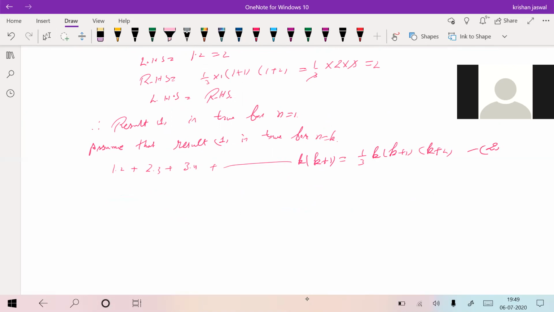What will we add to both sides? k plus 1, k plus 2. Replace k by k plus 1. k into k plus 1. If we put k plus 1 in place of k, then k plus 1 into k plus 1 plus 1, into k plus 2.